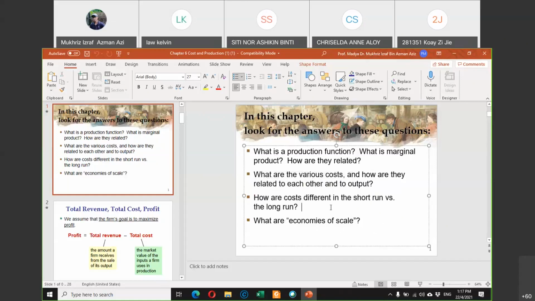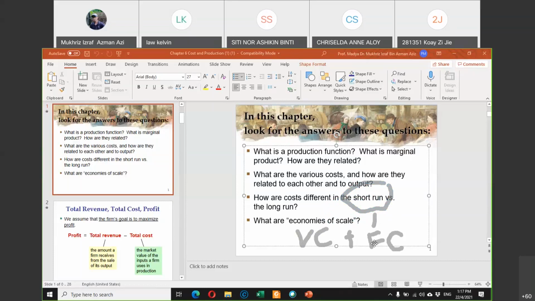Now, short run versus long run. Again, there are no slides in this version that mention short run versus long run, but you can find out more on this. What I want to highlight is that in the short run period, a firm will have two types of cost: the variable cost and the fixed cost. Meaning, because it is a short run period, short run means a period usually less than 1 year.